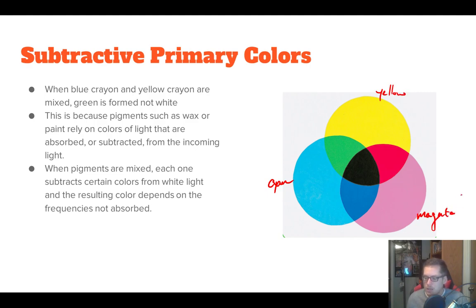All right, and then we can mix these together. So a cyan and a magenta will give us blue. A cyan and a red will get us, or sorry, I'm doing it backwards. Cyan and magenta get us blue. Cyan and yellow give us green. And then yellow and magenta give us red.